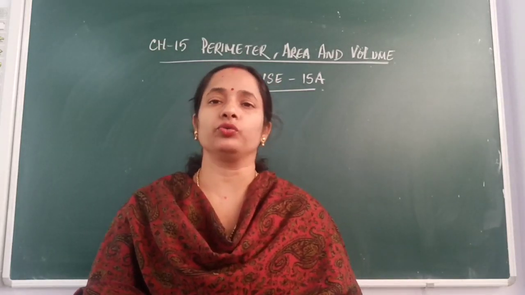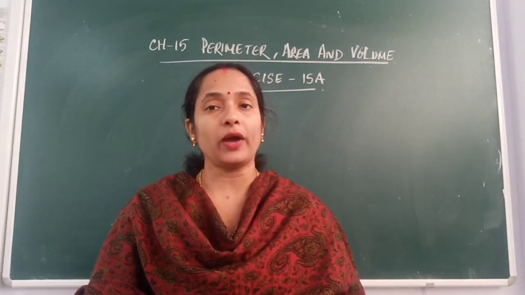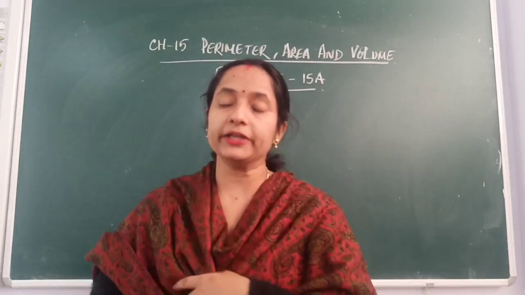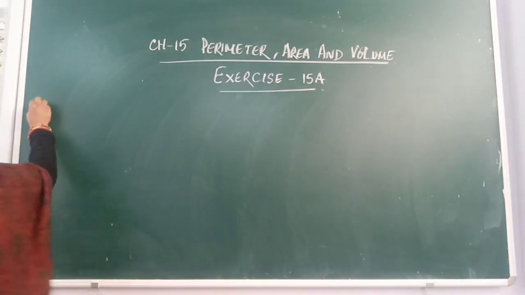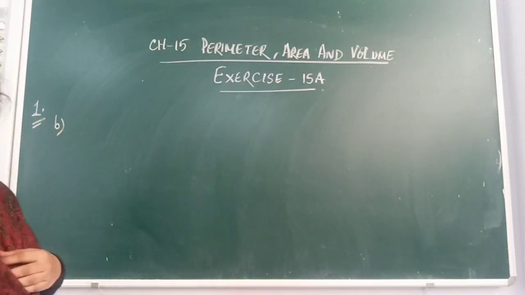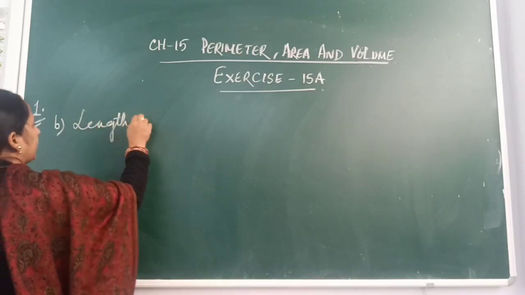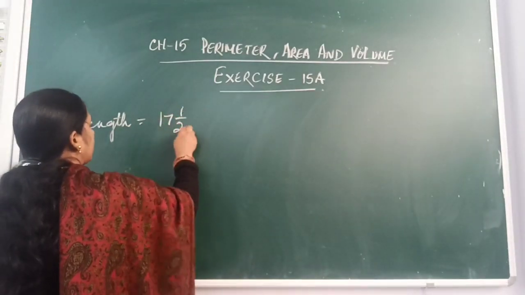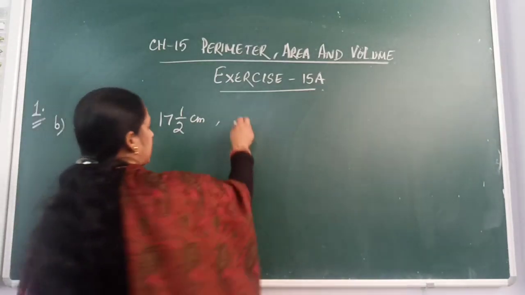So as we all know, what is the formula of perimeter of rectangle? The perimeter of a rectangle is twice of length plus breadth. So let me solve one for you and you have to solve the rest. Okay, so here in question number 1, bit B I am doing for you. The length is given, length is 17 and half centimeter, whereas breadth is 7 and half.